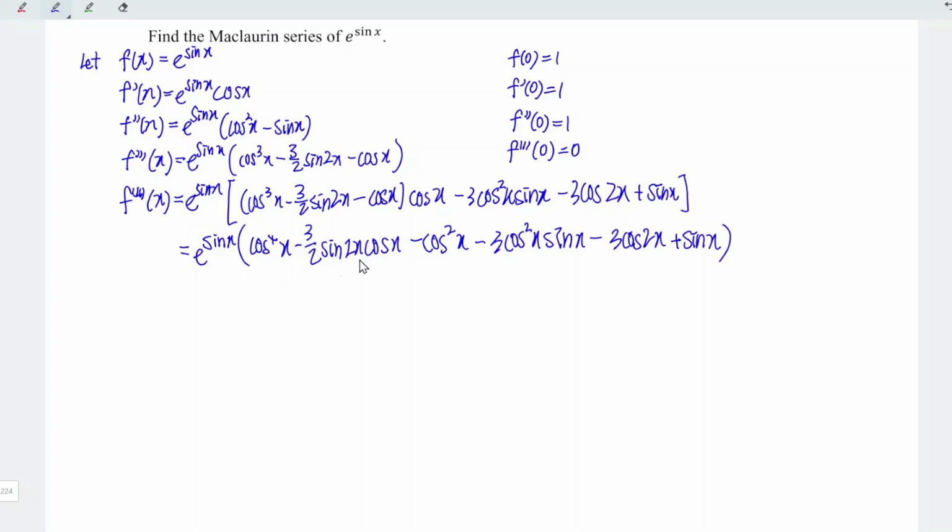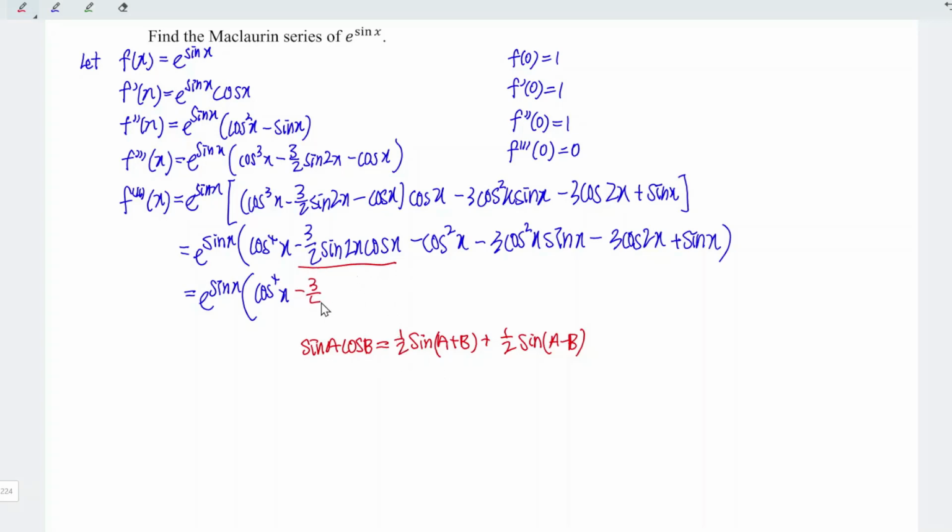Again, we shouldn't have any product within the bracket, so let's simplify. So we have e to the power sine x times cos to the power 4x. Recall the product-sum identity, which means that for this term, we should have negative 3 over 2 times 1 over 2, which is negative 3 over 4 sine (a plus b), simply 2x plus x, which is 3x.